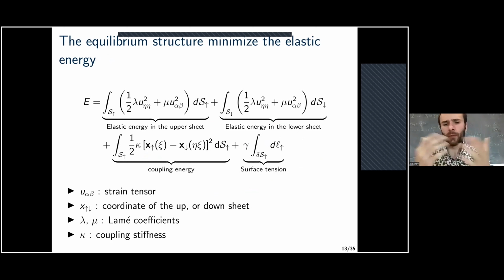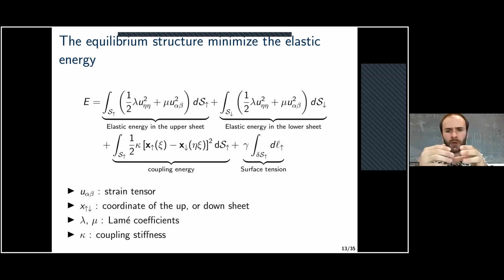So it's the regular energy with lambda and mu, the Lamé coefficients, that uniquely define the mechanical properties of this isotropic elastic sheet. And U is the strain tensor. Then there is the coupling energy that couples one point in the lower sheet to another point in the upper sheet with a quadratic coupling, with kappa being the stiffness of this coupling. And finally, there is just a surface tension that is proportional to the free area of the aggregate.